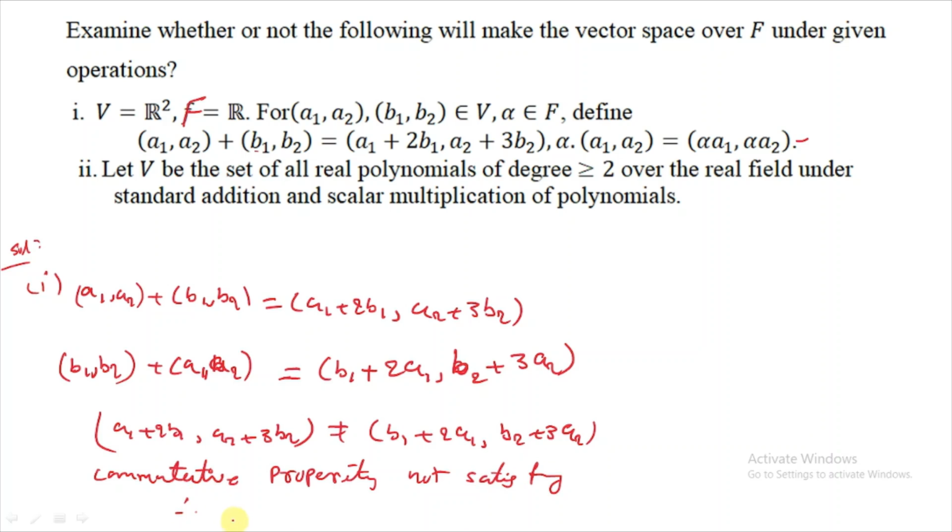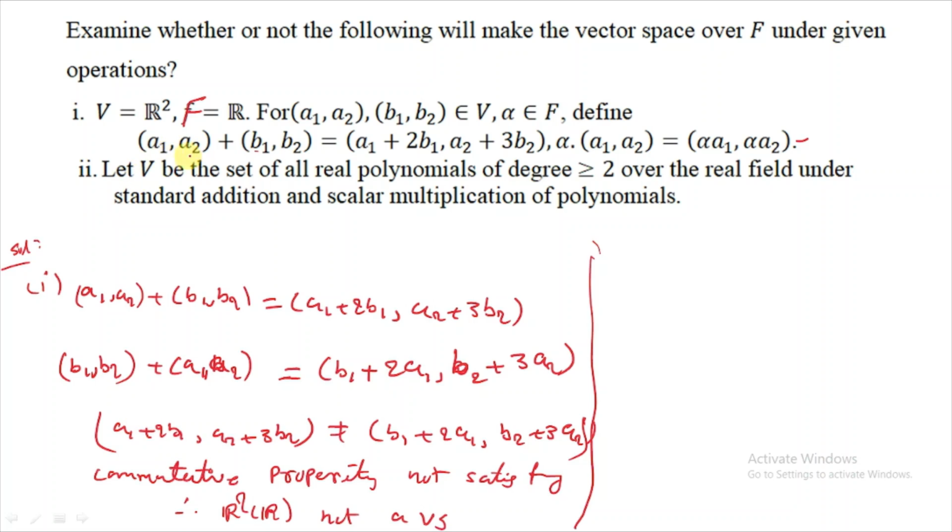Therefore, R square over R is not a vector space. Or you can give any other reason. It's enough to give one counter property. Or you can take an example also, by numbering.